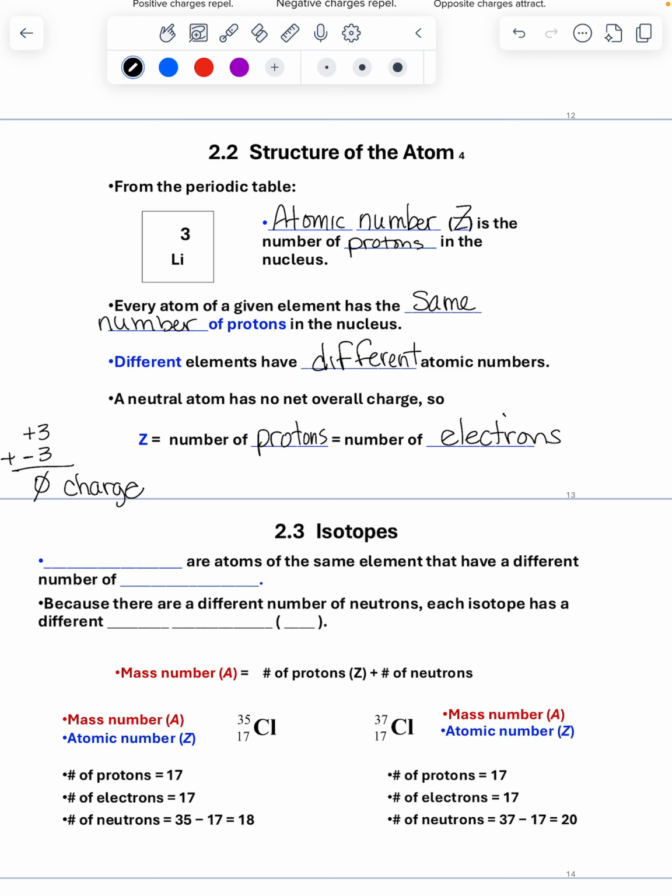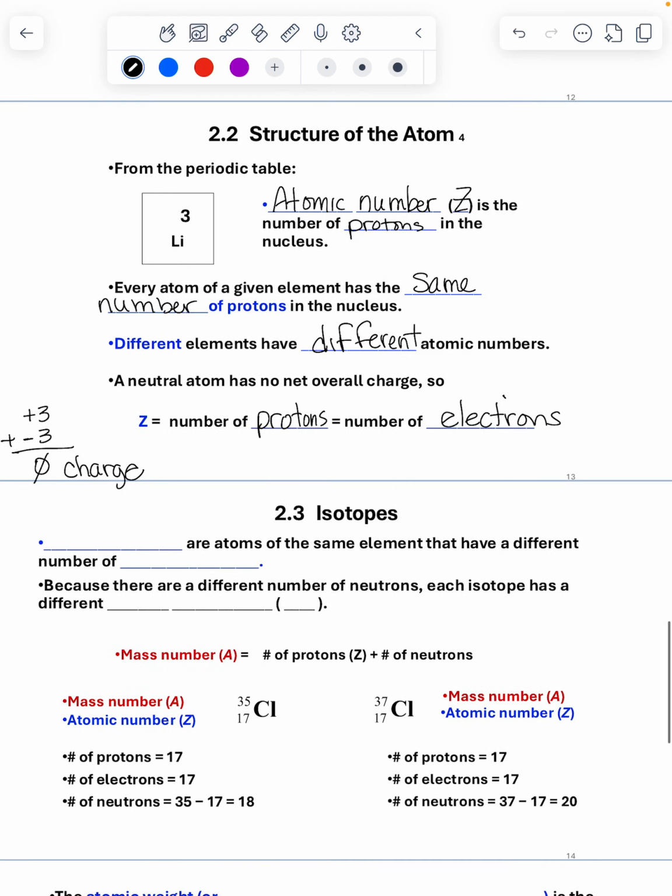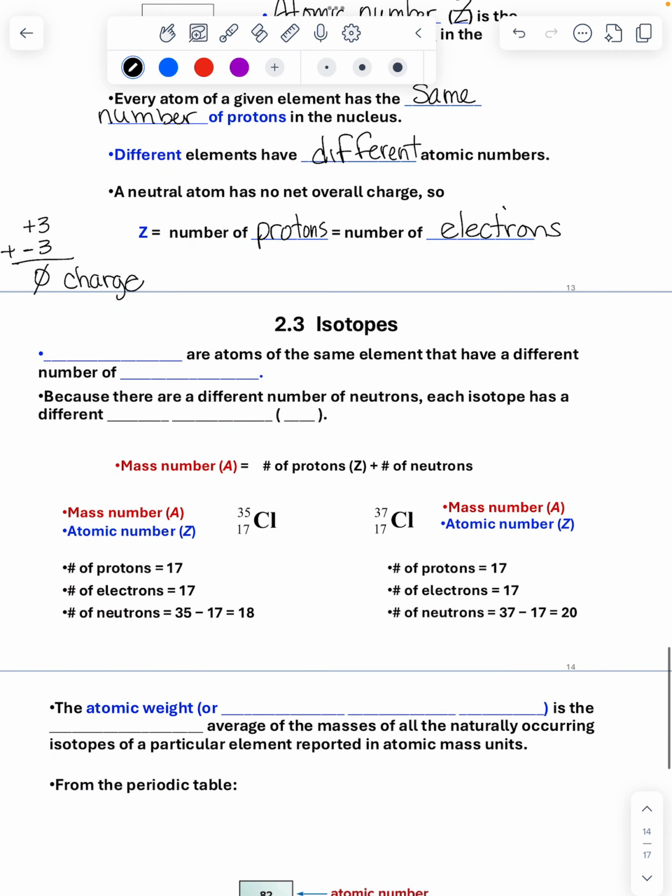All right, let's talk a moment about something called isotopes. Isotopes are atoms of the same element that have a different number of neutrons. And because there are a different number of neutrons, each isotope has a different mass number. And mass number is given the symbol of A. So atomic number is Z, and mass number is A.